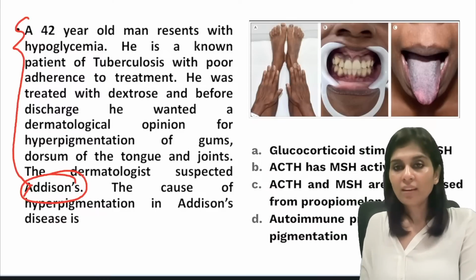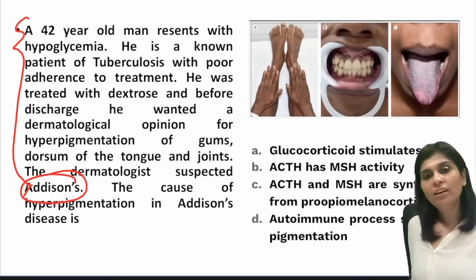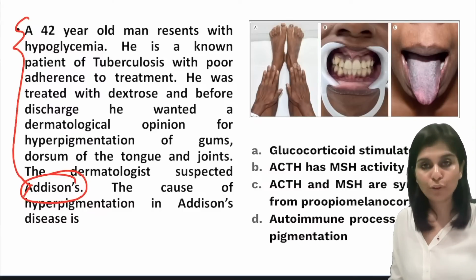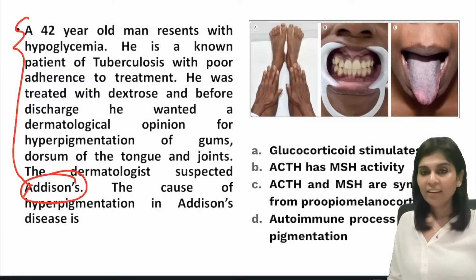Can you see it now? Yeah, can you see it now? These are the choices. Okay, I will read it out for you because I cannot go away from here.